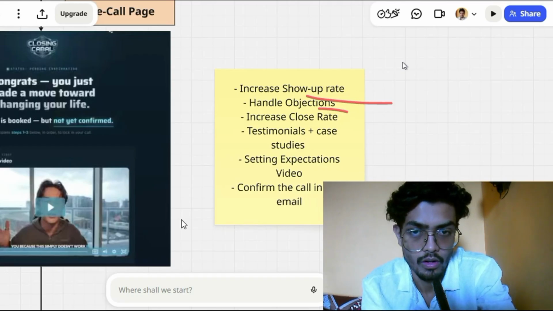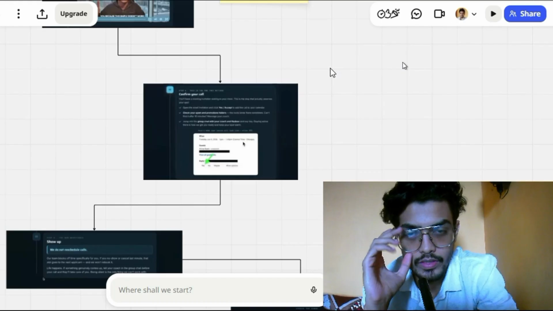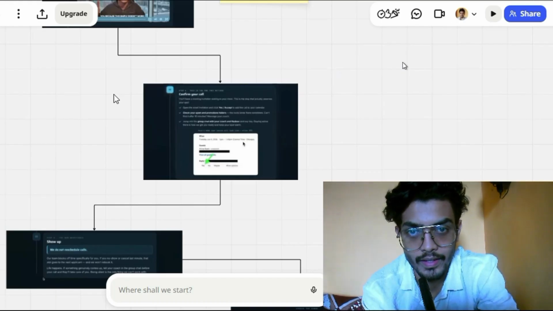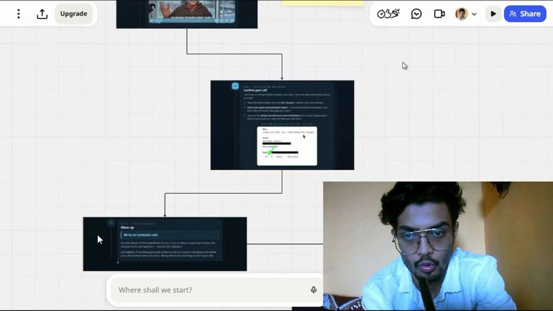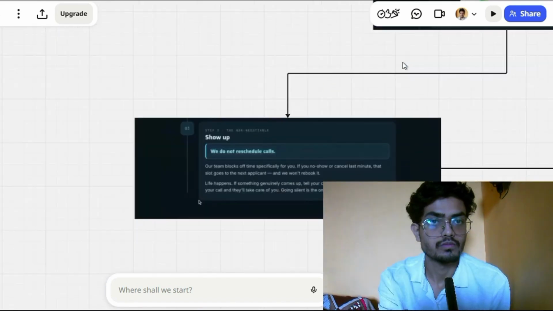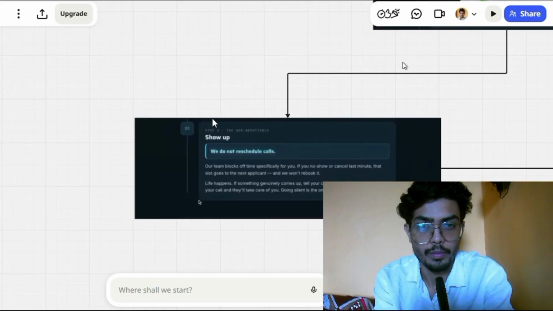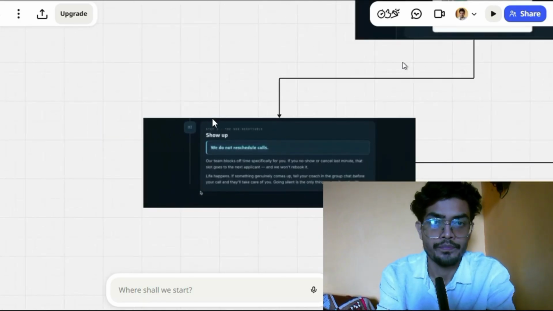Again, and then a video here basically setting expectations of what you can expect on the call, who will be there, and etc. Another thing to touch upon in this thank you page is having this confirming your call through email, as well as the show up rate. Basically what he does is, we do not reschedule calls. So it's really interesting to have this one. You can also have it in your own thank you page.